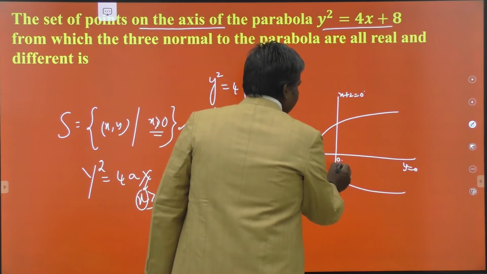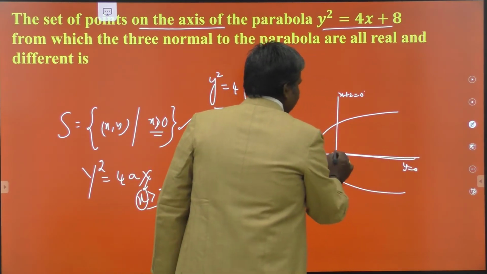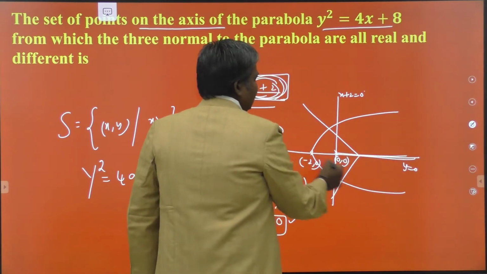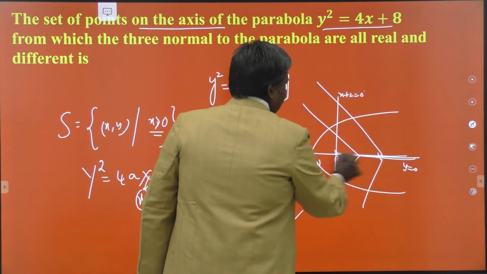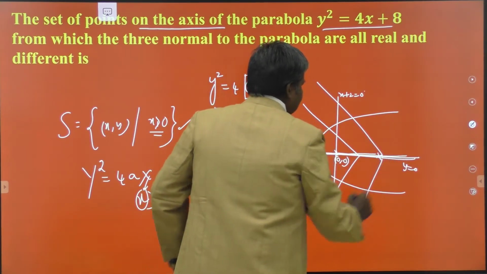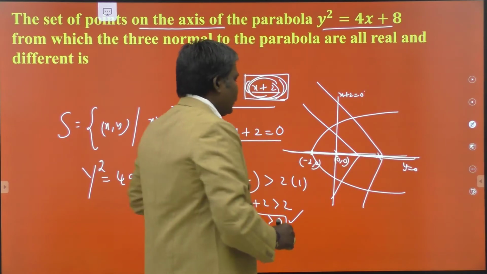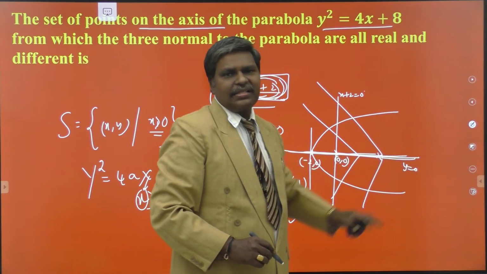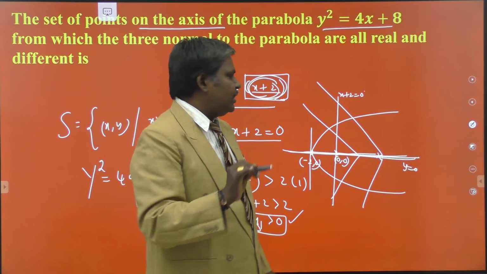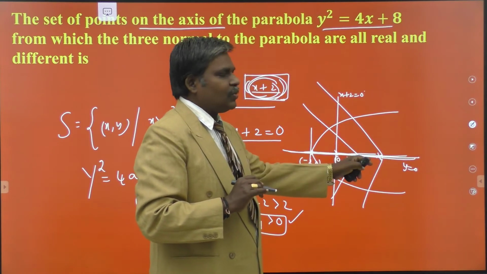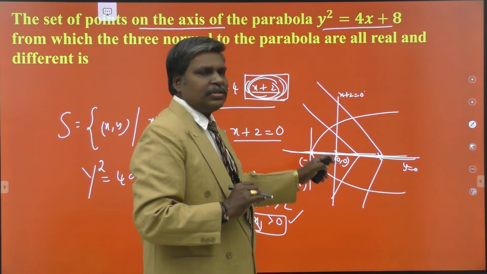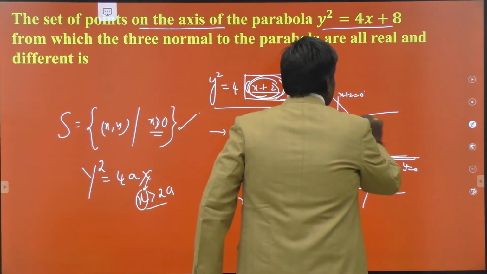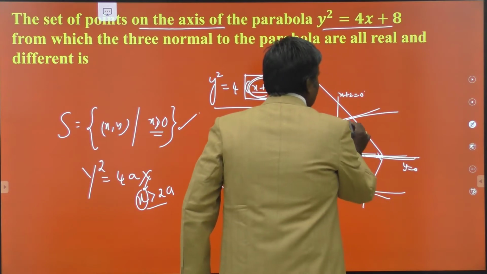This is (0, 0). From this point itself, if you take any point on the right side of the x-axis, you can draw 3 real and distinct normals. If you take any point here, you can draw 3 real and distinct normals. One of the normals is the axis of the parabola, because the tangent at vertex already exists here. One of the normals is always the axis of the parabola. If you take any point on the axis of the parabola with x1 greater than 2a, one of the real normals must be the axis. The other normals may be in this manner. So if you draw the tangents at these points of intersection, the angle between them is 90 degrees.